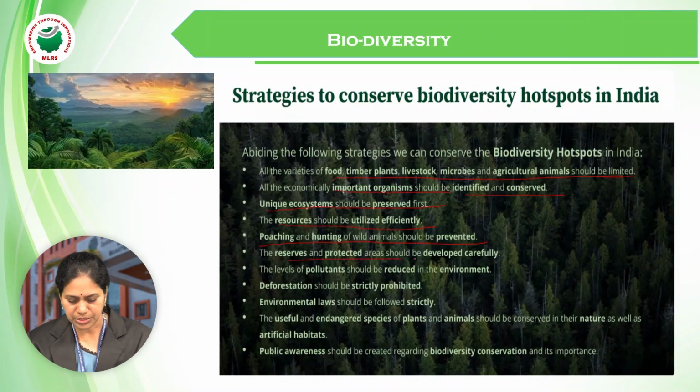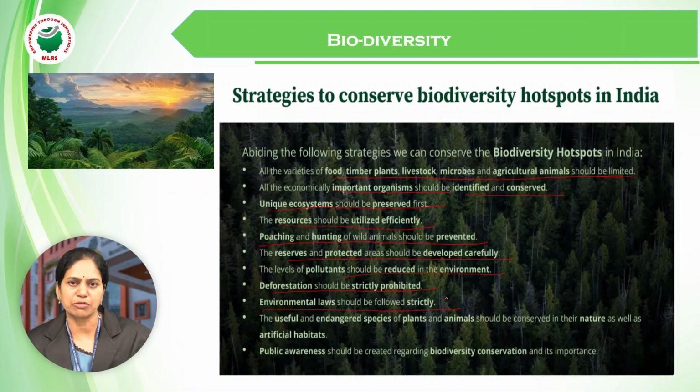Next, the reserves and protected areas should be developed carefully. Levels of pollutants should be reduced in the environment. Especially we have to concentrate on environmental pollution also, which directly or indirectly affects life in different parts of our own country. Deforestation should be strictly prohibited. Forest areas should be conserved and protected. We have the Forest Conservation Act in our country also, we follow it, and definitely the forests are being protected. They have been conserved.